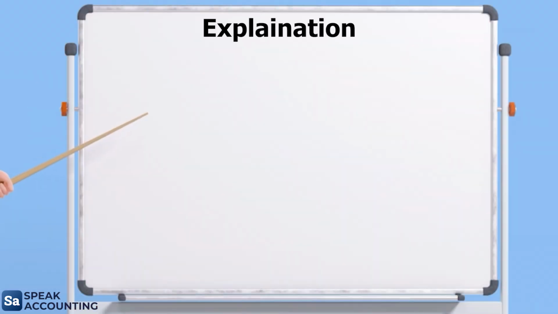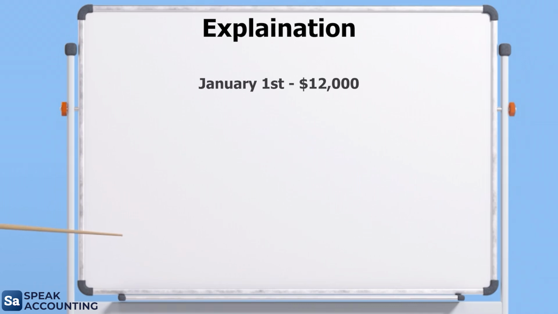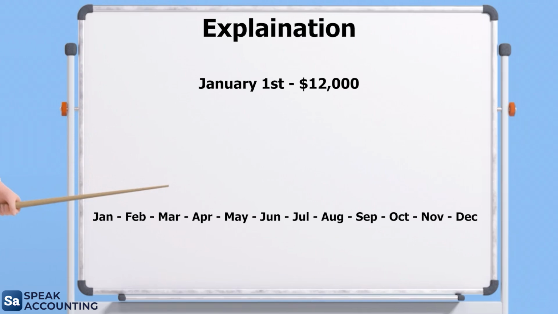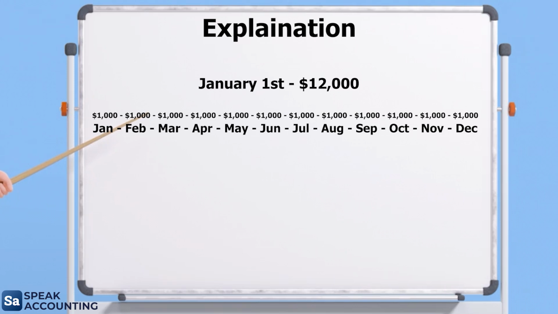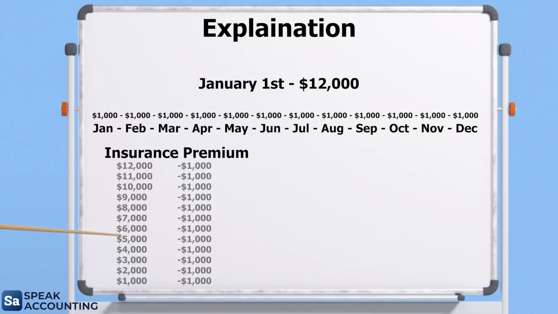Explanation. By adjusting monthly, we ensure that expenses are accurately matched to the period in which they are incurred. Rather than expensing the entire $12,000 on January 1st, we recognize $1,000 of expense each month, reflecting the actual insurance coverage enjoyed. The balance sheet reflects the true value of the asset. As the insurance coverage is used up, the asset value decreases, reflecting the remaining benefit.